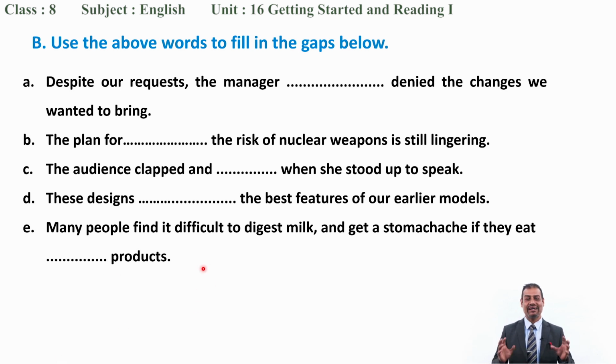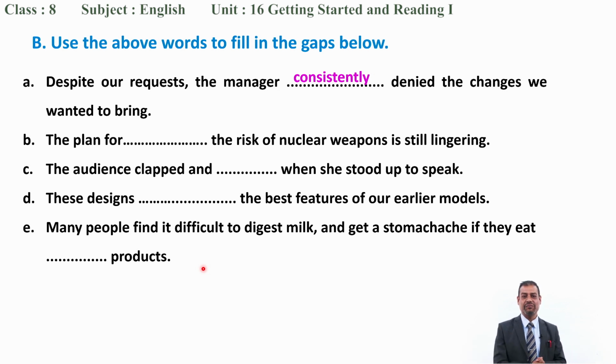I think you might have done it quickly because you know the meanings of these words. Now, can you tell me which word is correct for the first blank? Despite our request, the man is a... What is the word? Yes, consistently denied the changes we wanted to bring. Okay, regularly denied. Is that correct? Have you done it? Good.